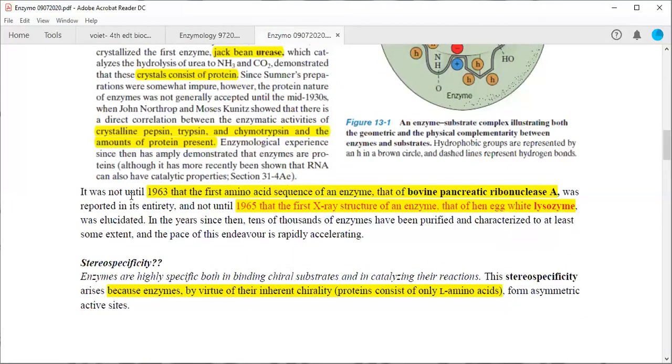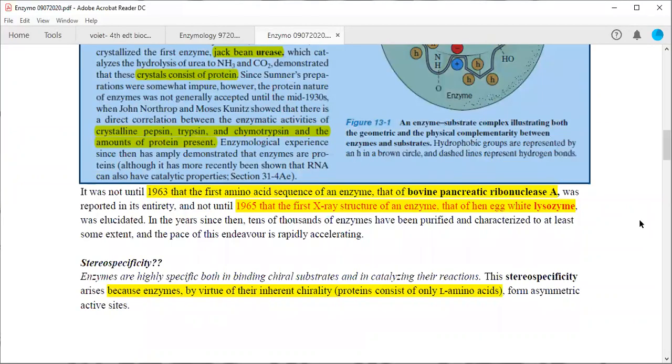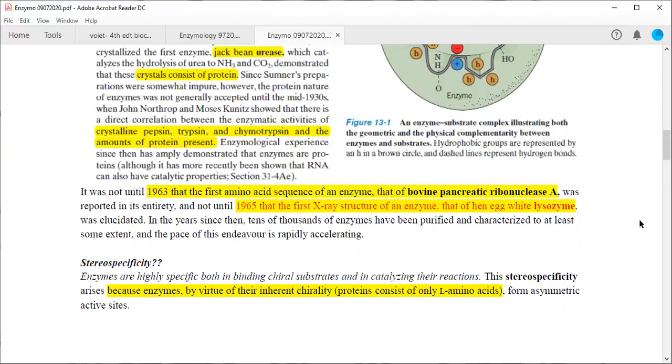Then in the 1930s, it was widely accepted that most proteins were enzymes, or that enzymes are mostly proteins, whatever you say. Then in 1963, the first amino acid sequence of an enzyme came into existence: bovine pancreatic ribonuclease A. That's why we are discussing ribonuclease A, or RNase A, first, because it was the first enzyme whose amino acid sequence was described. And the second important enzyme is lysozyme.